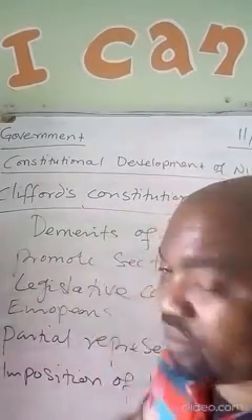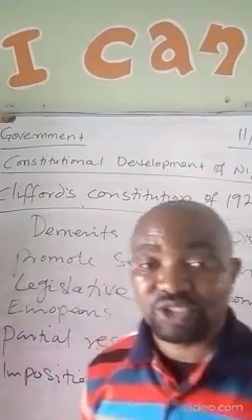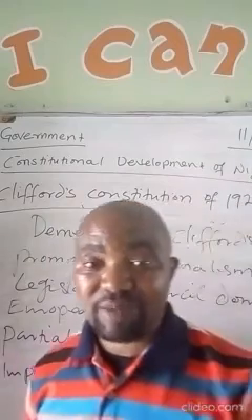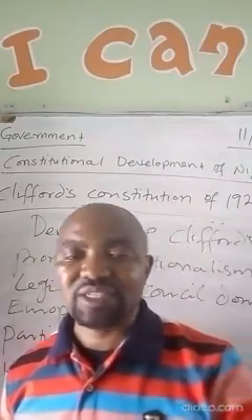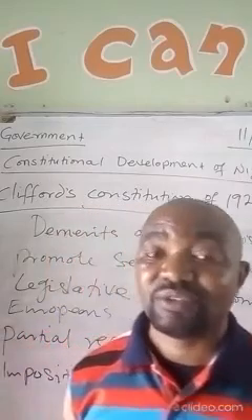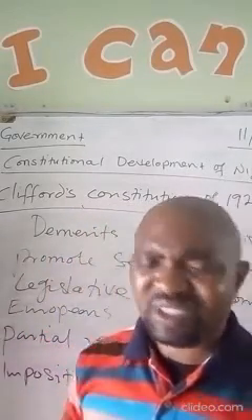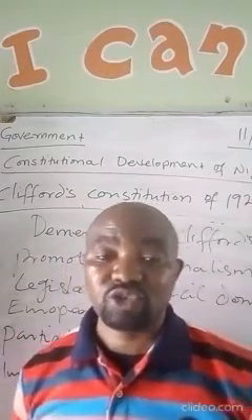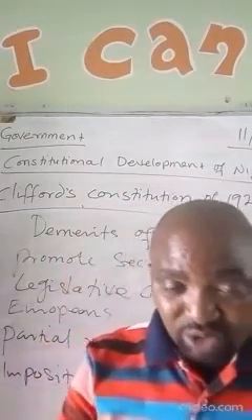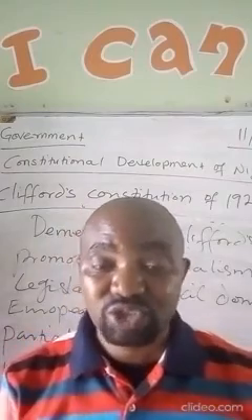The first one was the Clifford Constitution of 1922. The second one was the Richards Constitution of 1946. Then we have the Macpherson Constitution of 1951. And then we have the Lyttelton Constitution of 1954. So our focus today was on Clifford's Constitution. We discussed the background of the Clifford Constitution, what necessitated Clifford to come up with his Constitution. We looked into how the Constitution looked. Then we discussed the features of the Constitution.